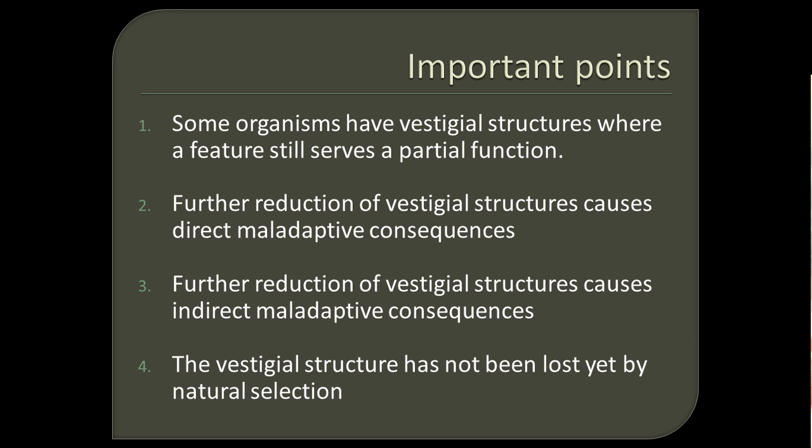Some important points regarding vestigial structures are: 1. Some organisms have vestigial structures where a feature still serves a partial function. 2. Further reduction of vestigial structures causes direct maladaptive consequences. 3. Further reduction of vestigial structures causes indirect maladaptive consequences. And 4. The vestigial structure has not yet been lost by natural selection.